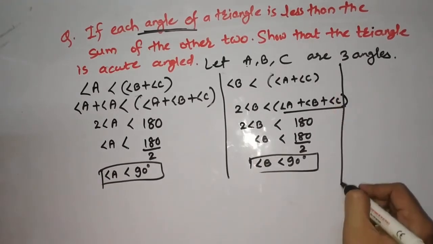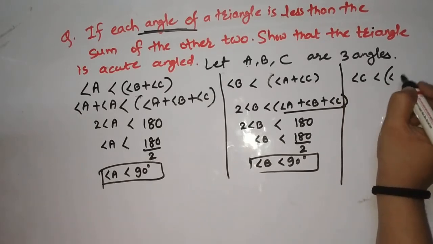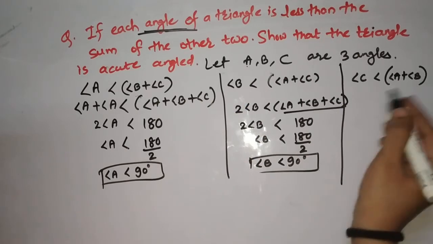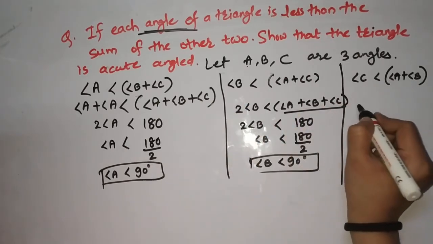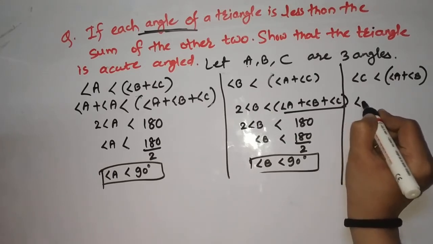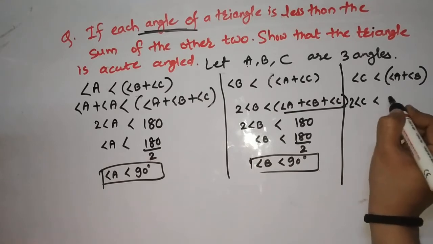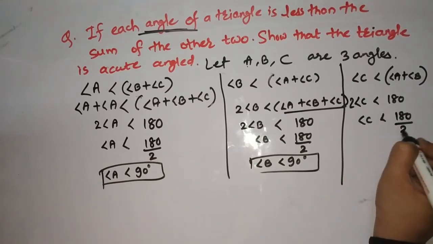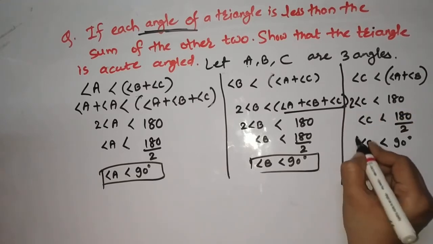Now we'll go for C. Angle C is less than the sum of the remaining angles A and B. So friends, again we'll repeat the same process, add angle C on both sides. So we'll get twice angle C is less than 180. So angle C is less than 180 divided by 2, that is, less than 90 degrees.